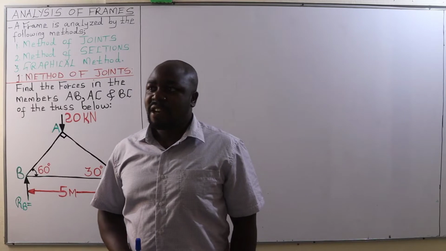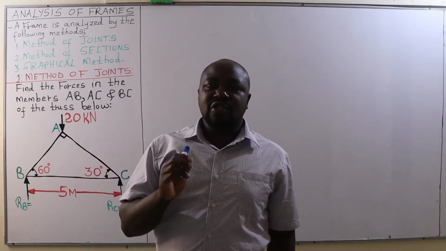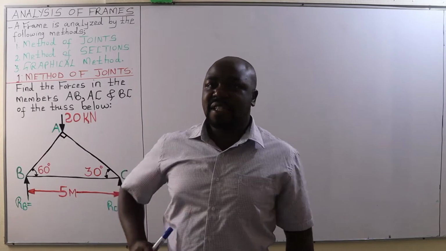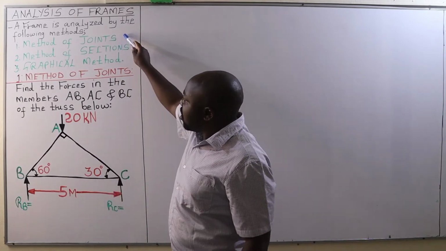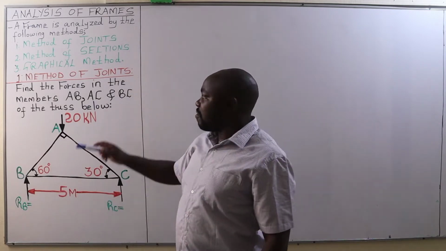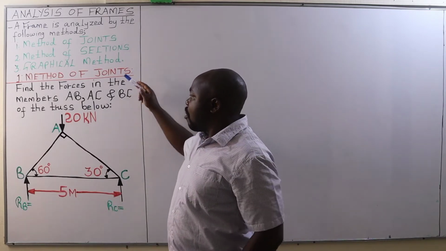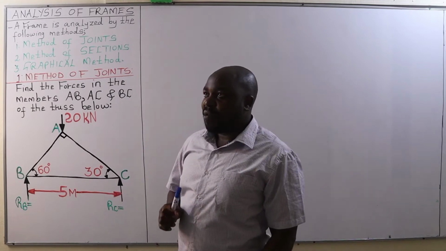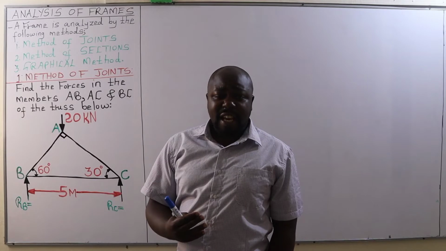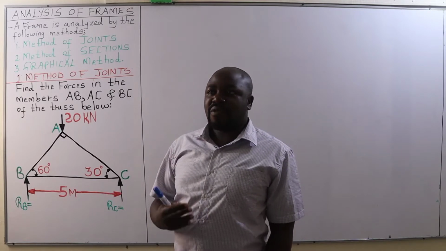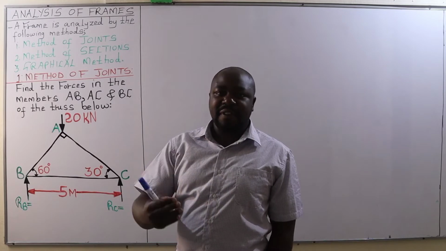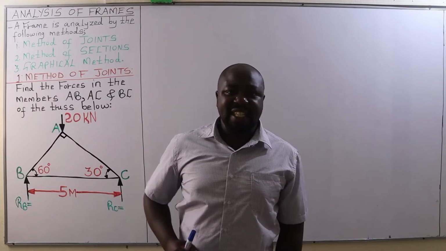Now, in this topic, we are going to be considering 2 methods of analyzing frames, that is, the method of joints and the method of sections. And we are going to begin with the method of joints. Now, we have a problem to solve and also to see how we apply the method of joints to analyze a frame, a perfect frame in this case.